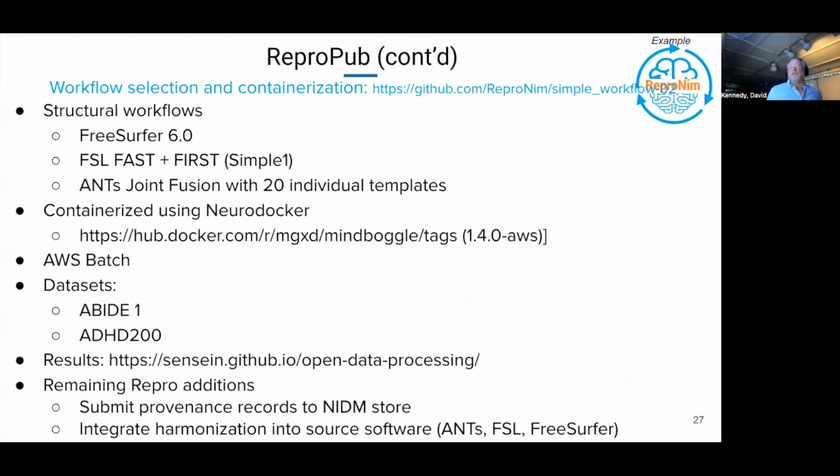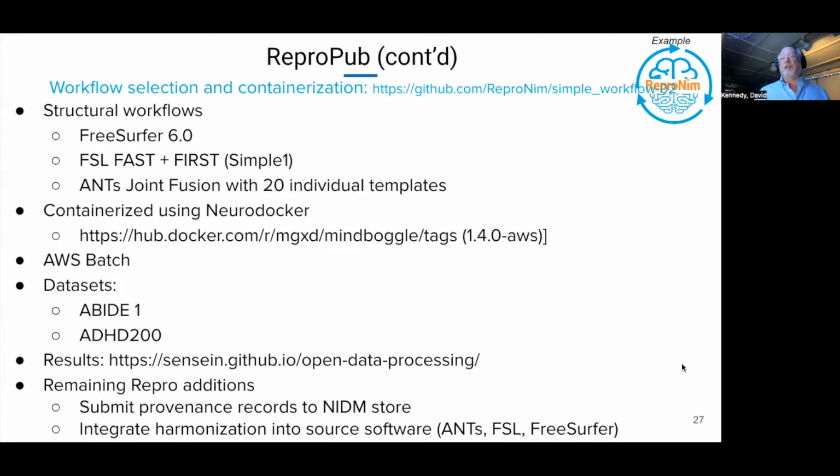So in this case, if one software is good, 3 softwares is even better. When we're looking at volumes of various things, we chose in this case to use FreeSurfer, FSL FAST and FIRST, and ANTs as our structural software. These get containerized using NeuroDocker, and are analyzed in the cloud, AWS, Amazon Cloud Computing.